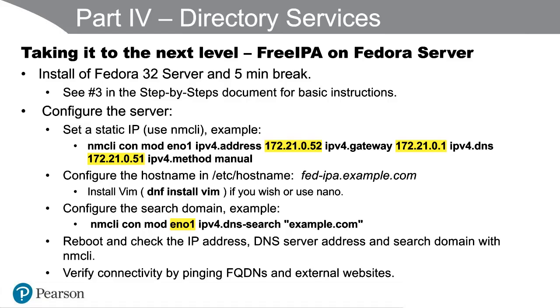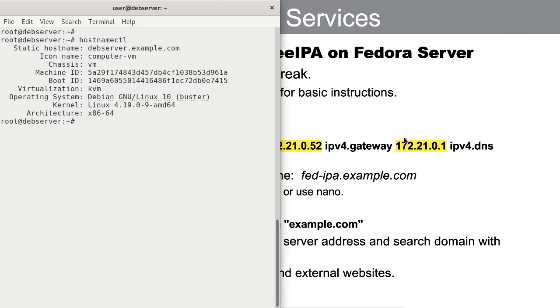I've already installed Fedora Server 32, and we're going to have to do some configurations here. Now, I mentioned I already have a Debian server that is acting as a DHCP and a DNS device. So I have that up and running already, and here it is. And this is debserver.example.com. And so let's just show this real quick. I am running DHCP on here and DNS.